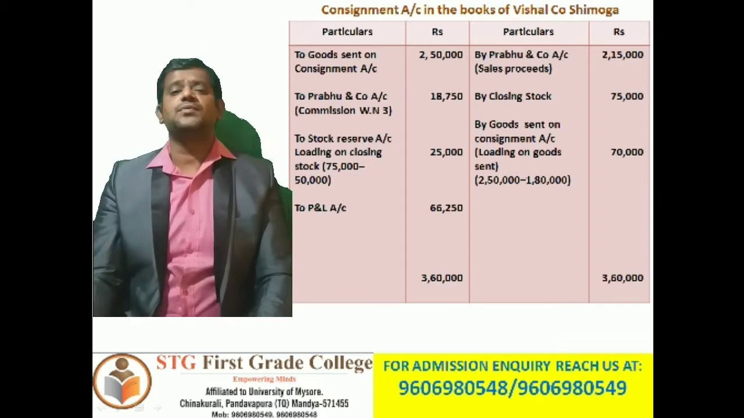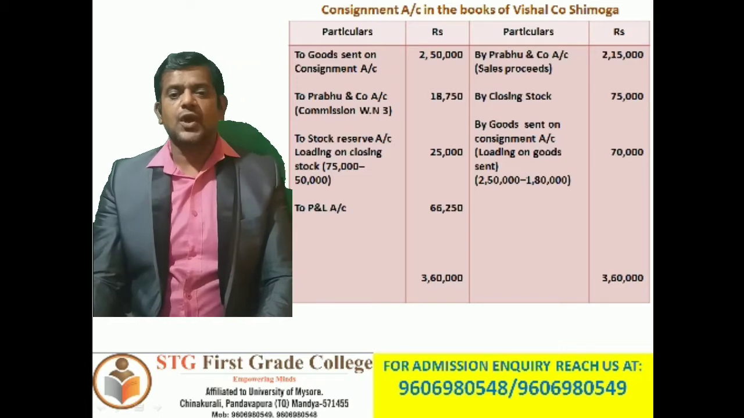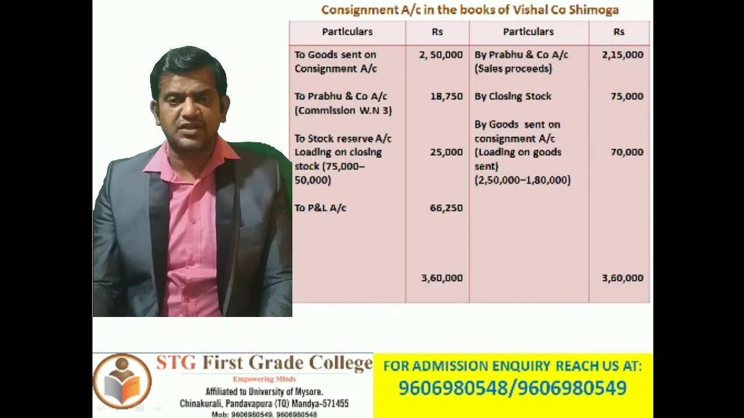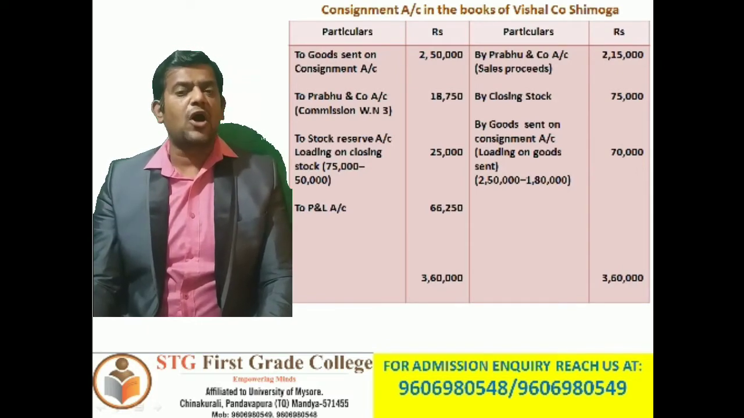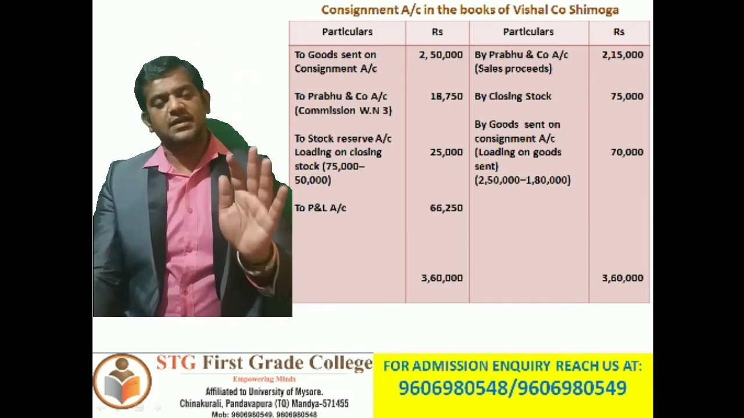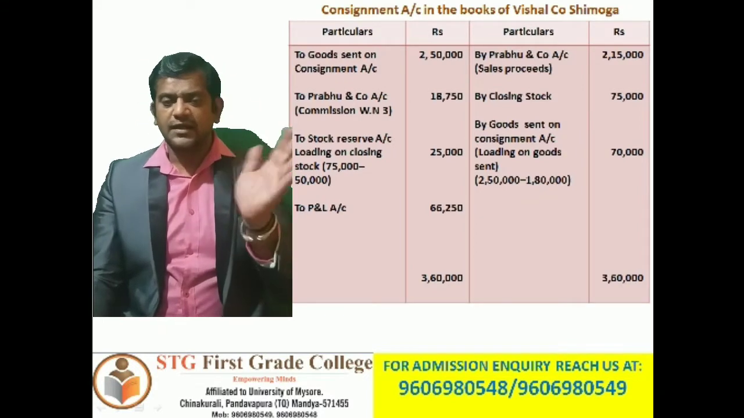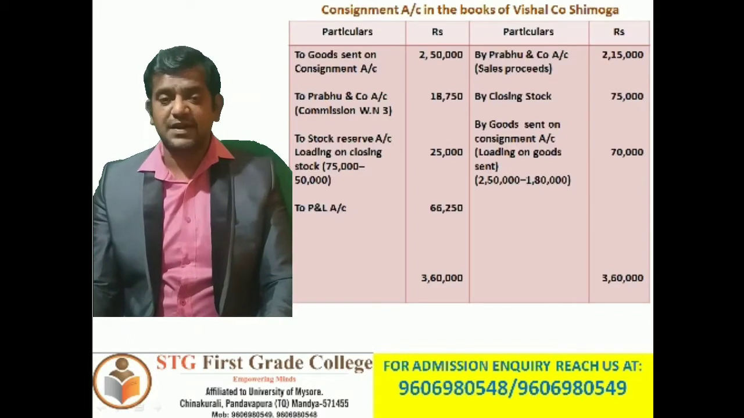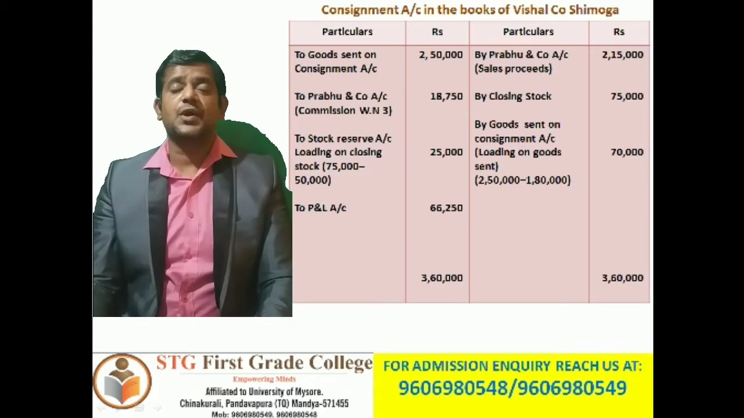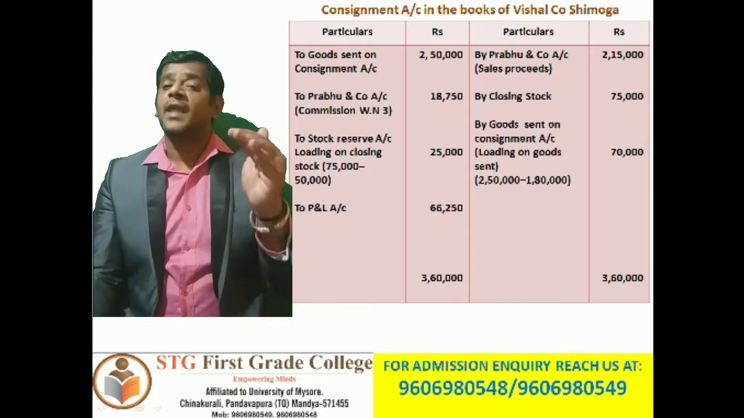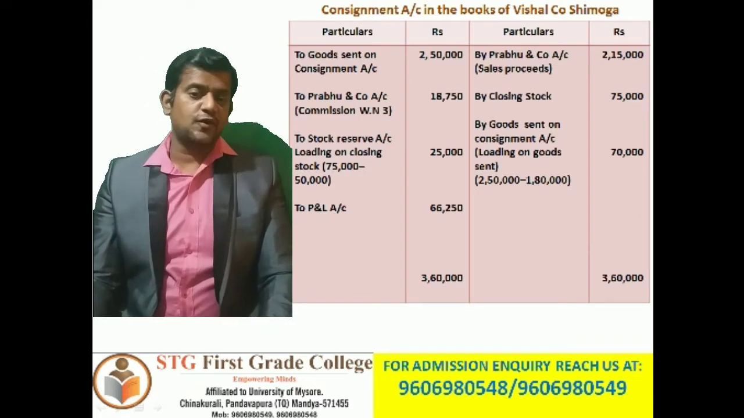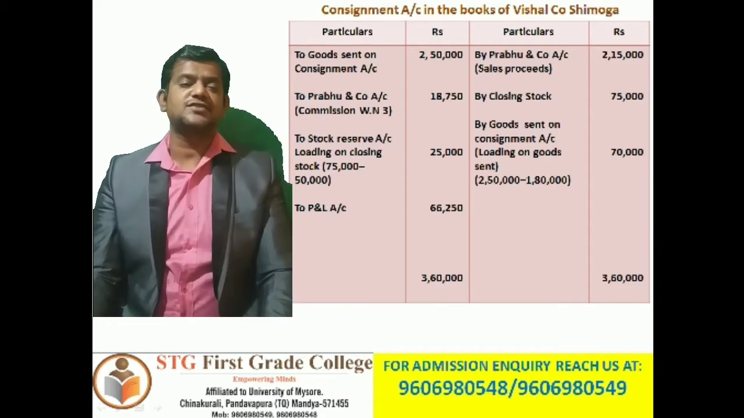Next, to Prabhu and Company account. In this problem, expenditure incurred by the consignor or consignee is not separately given, because the expenditure, such as freight charges, is already included in the given price. That is why we don't enter any expenditure here. So directly I am going to Prabhu and Company account, that is commission.